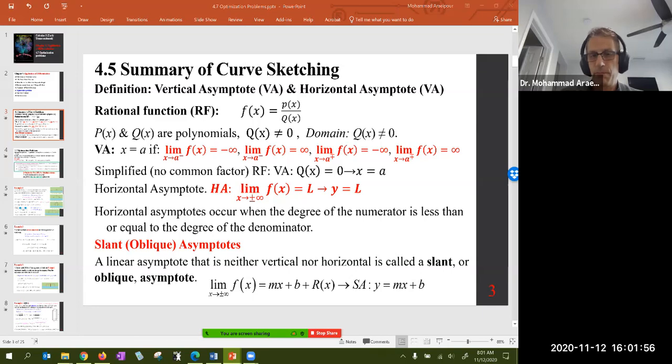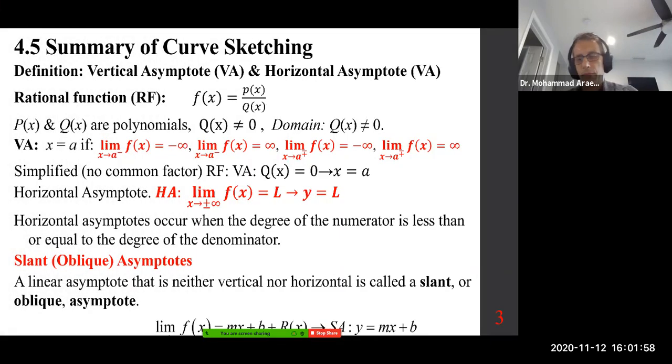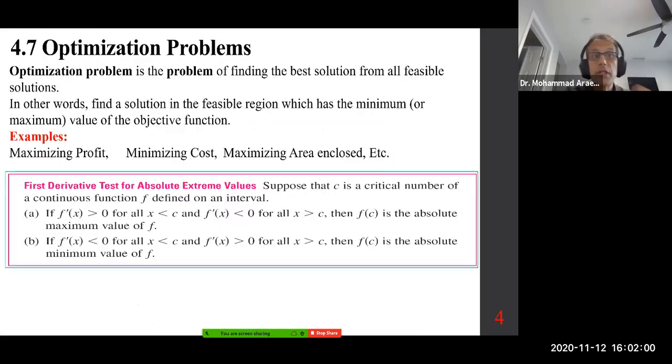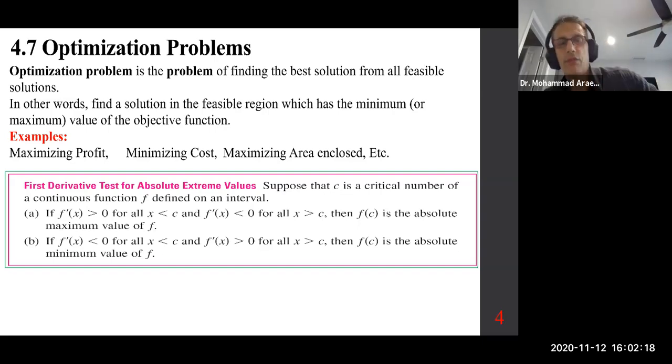Now, optimization. In short, we are interested in things of the nature of maximizing profit, minimizing cost, maximizing the area enclosed, and to do so we use calculus and the idea of optimization.